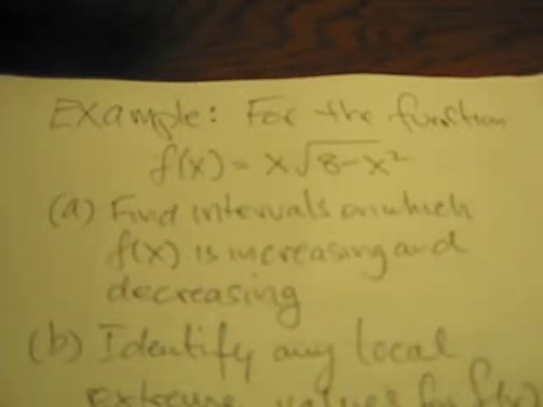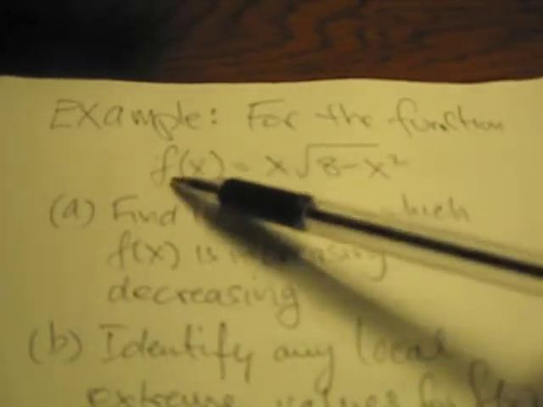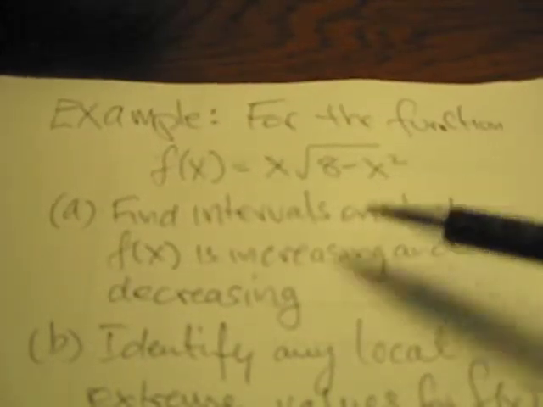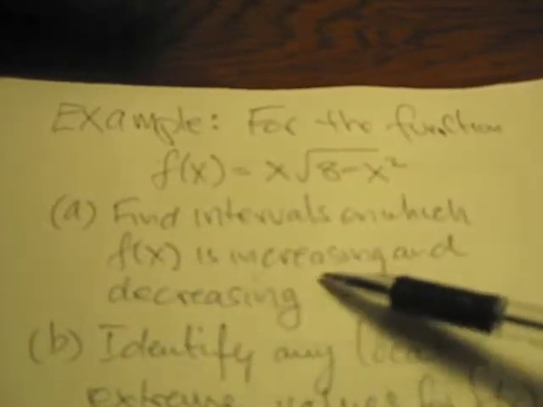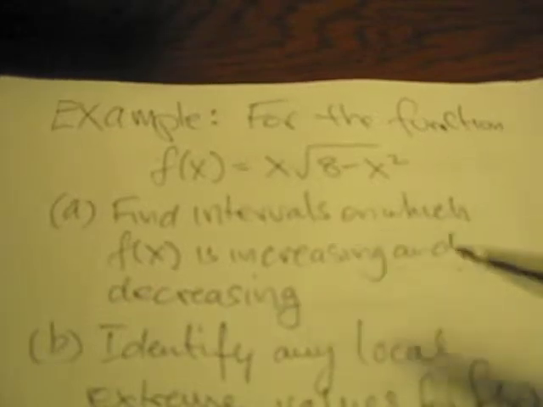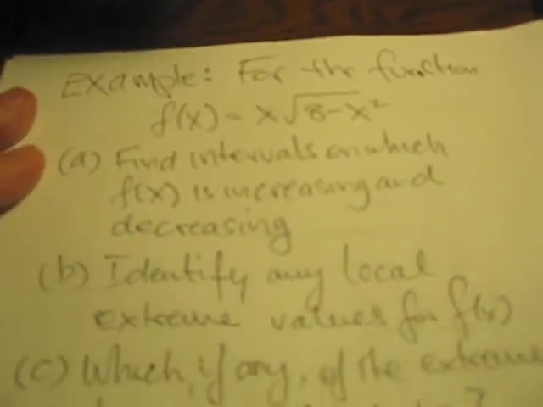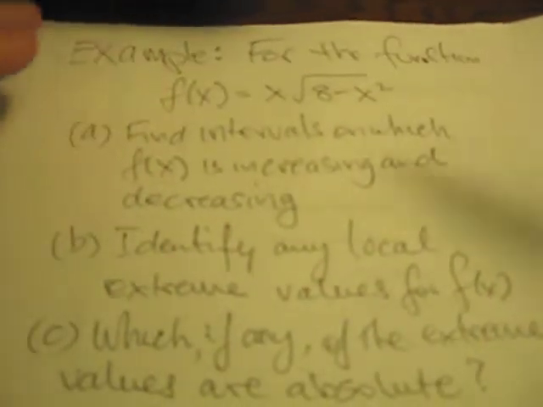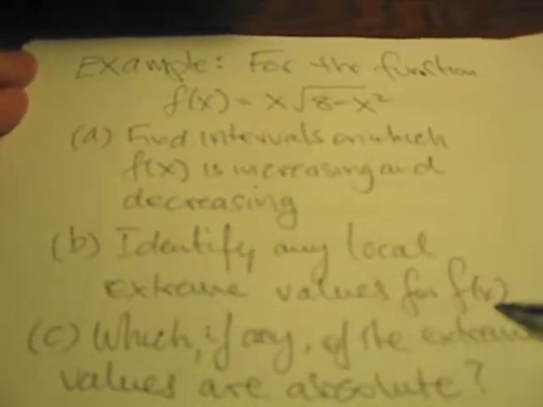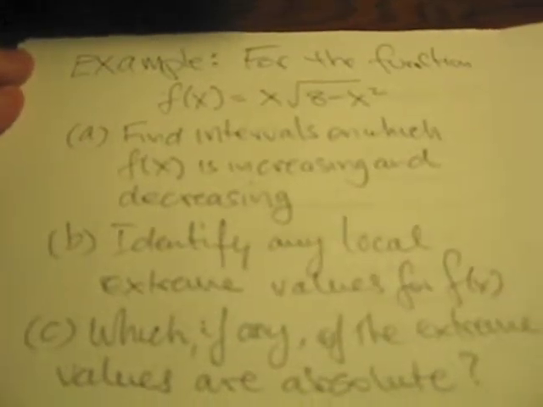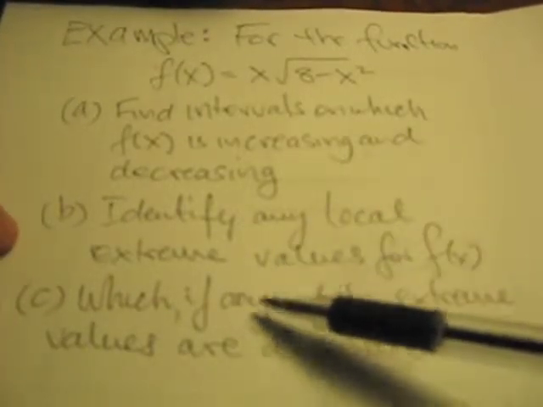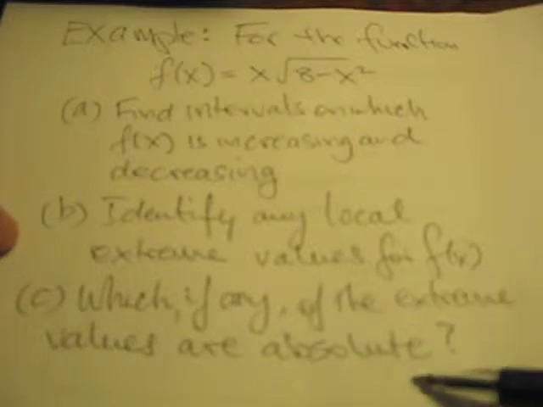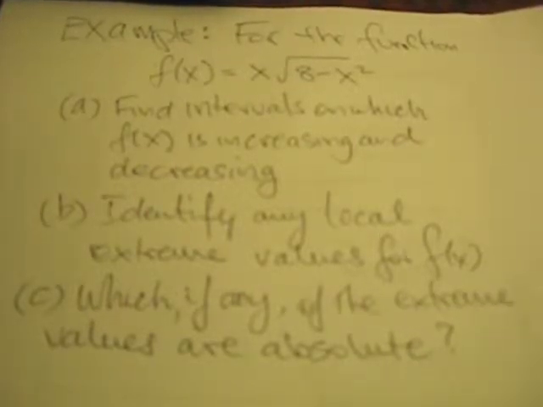Okay, in this example here, for this function, which is defined as f of x equals x square root of 8 minus x squared, we're asked to first of all find intervals on which f of x is increasing and decreasing. We're to identify any local extreme values for f of x, and we are wanting to find if any extreme values occur, if any of these are actually absolute extreme values.